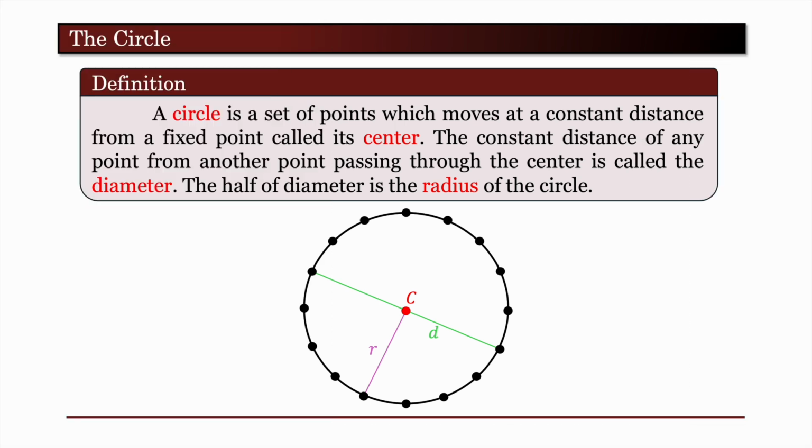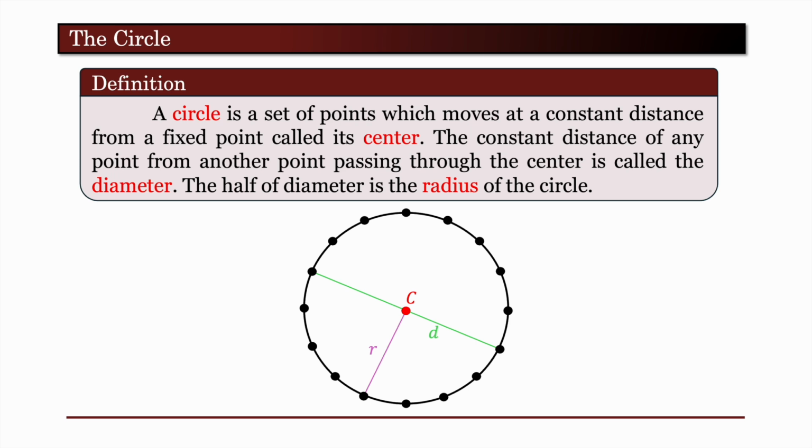So for the entire chapter, specifically here in the circle, we will use some variables to denote its parts. For example, the center is denoted by capital C. Diameter, its notation is small letter d. And finally, the radius is small letter r.